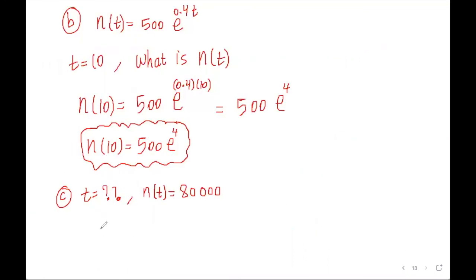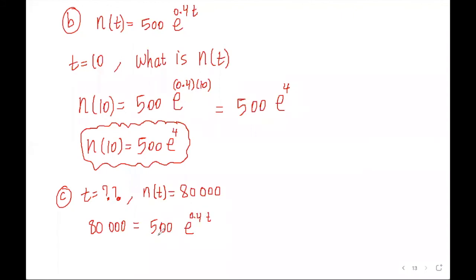So N of t is given here. I put it as 80,000 equals 500 e to the 0.4 times t. The question is asking about the t. So this is exactly like the previous section on solving exponential functions.